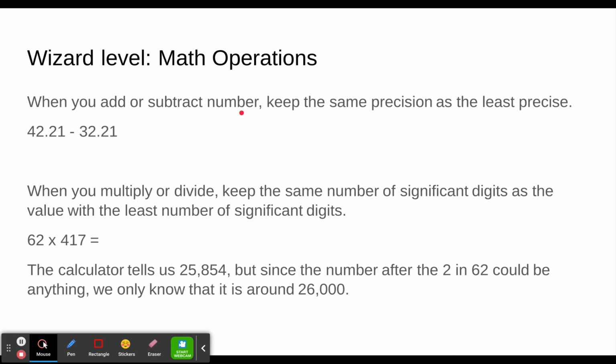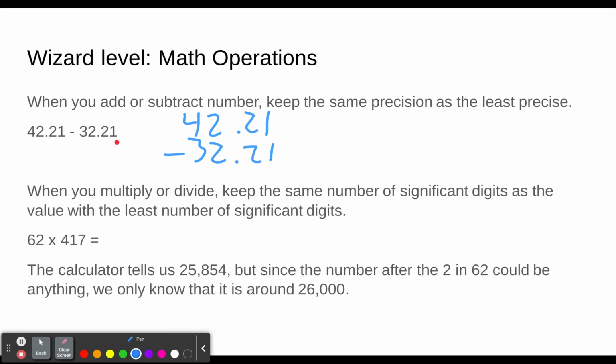When you add or subtract numbers, keep the same precision as the least precise. Okay, so these are both precise to the hundredths place. If one of them was only precise to the tenths place, then your final answer would only be to the tenths place. Okay, so here I'm going to write it out the way most of you are used to subtracting, if we're going to think through it. If you need to use a calculator, you can, but make sure you're very careful about the significant digits, because your calculator is not as smart as you. You've got to be smarter than a calculator. It can do the math, but it doesn't know how many of the digits are important.